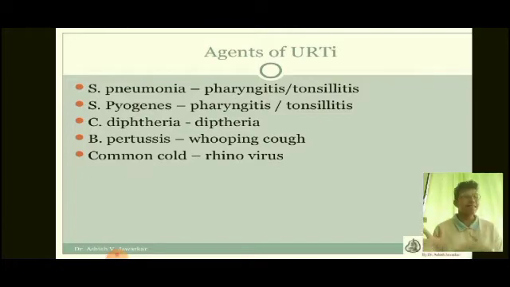And that ends my introduction for the respiratory system. And now we will proceed to the next topic for this discussion.